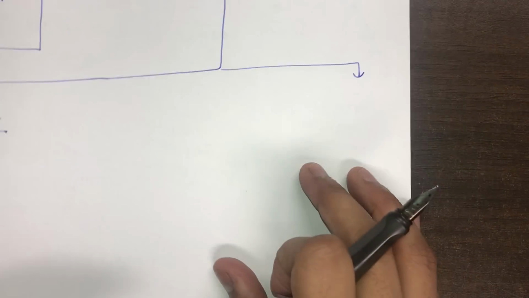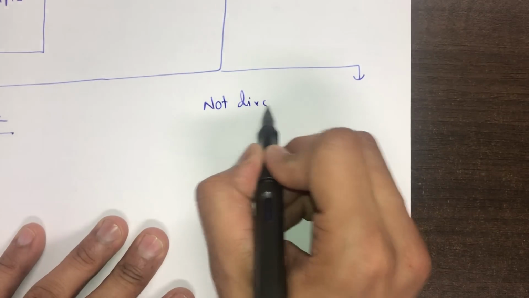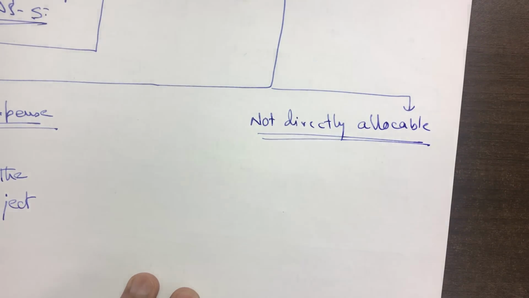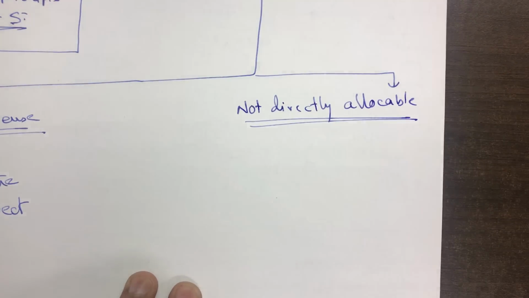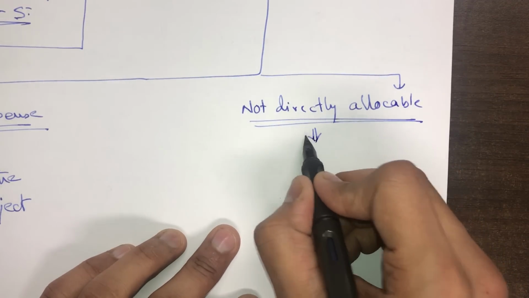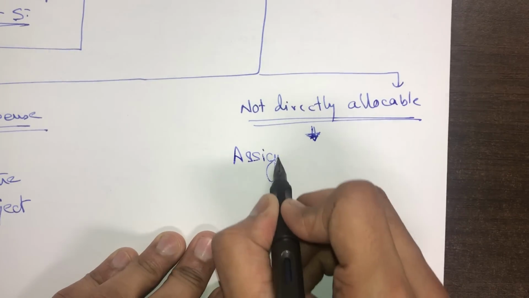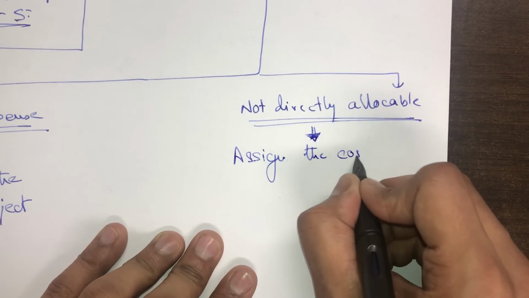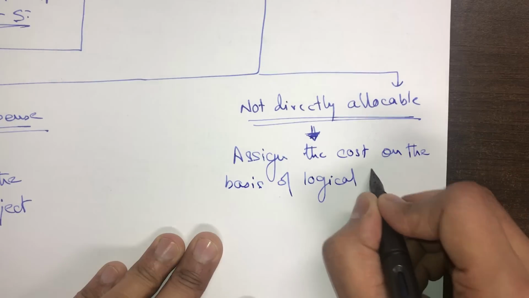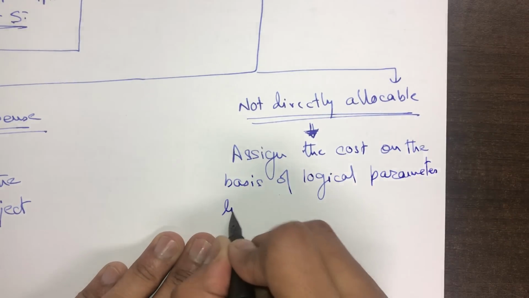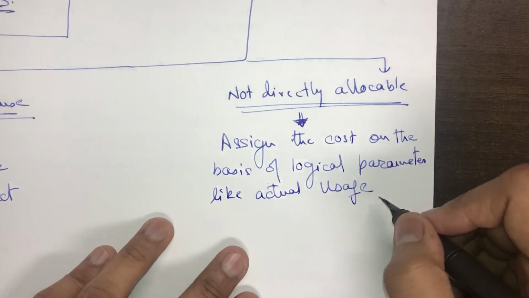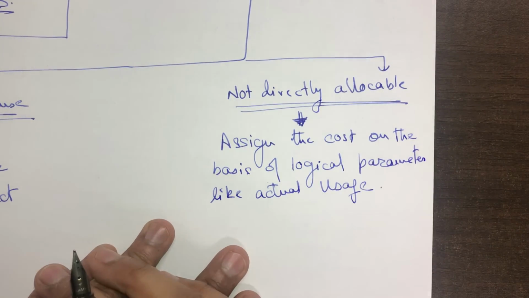However, in case of material which is not directly allocable to a particular cost center, in that case, we again have to take rescue of the provisions of assignment of cost, which means that we have to assign those costs on the basis of any logical parameter, like actual usage. If you know what is the actual usage, then you can prorate the total cost as per the actual usage between two cost objects. It can be actual usage.